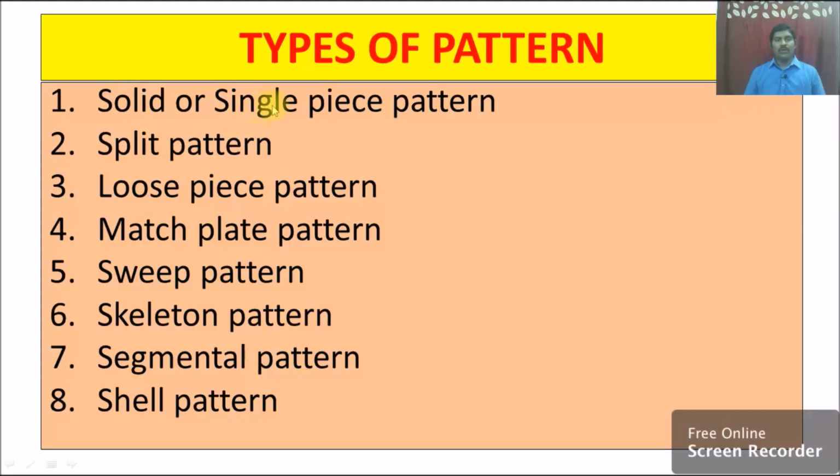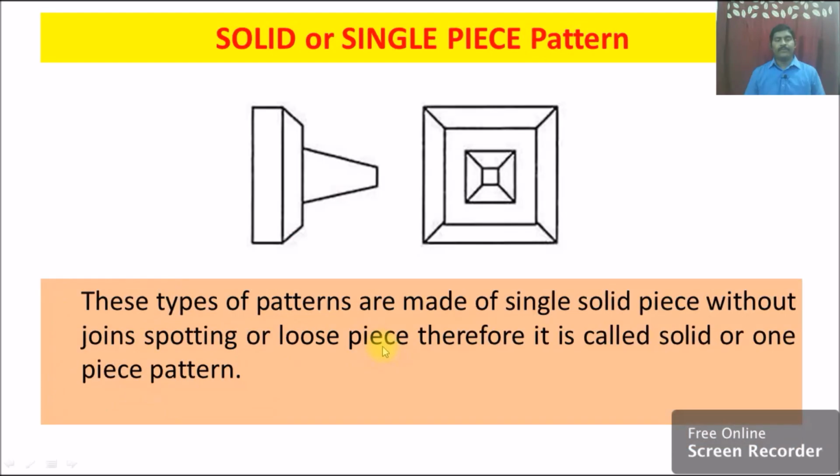Number 1, solid or single piece pattern. Number 2, split pattern. Number 3, loose piece pattern. Number 4, match plate pattern. Number 5, sweep pattern. Number 6, skeleton pattern. Number 7, segmental pattern. Number 8, shell pattern. The first one is the solid or single piece pattern. From the figure itself we can easily identify it is a solid part. This type of pattern is made of a single solid piece without joints, splits or loose pieces. Therefore it is called a solid or one piece pattern.